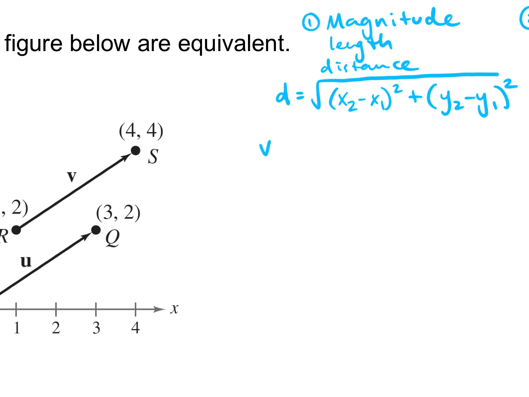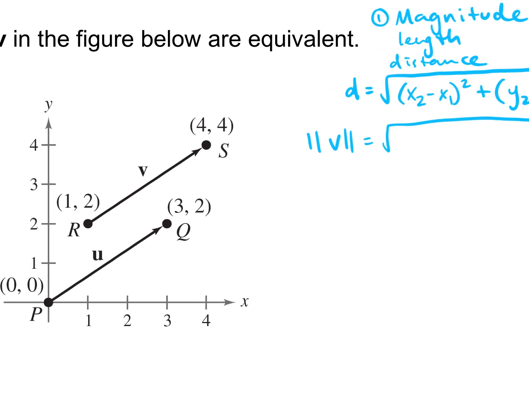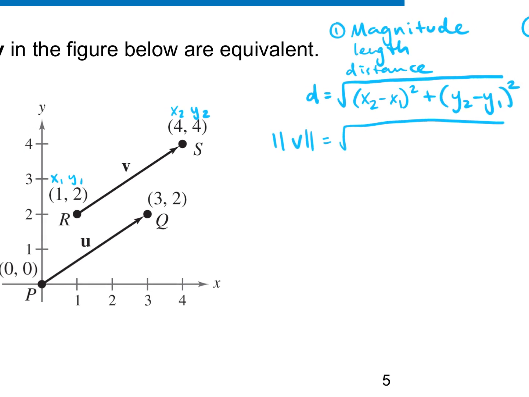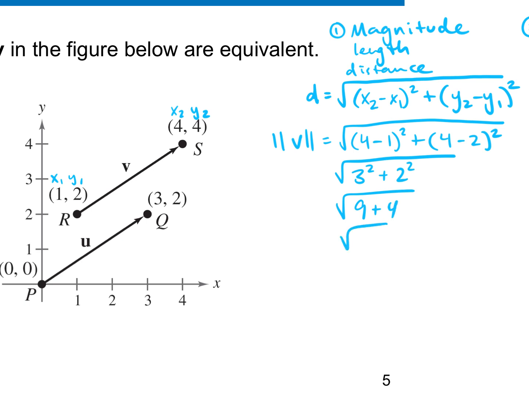Let's start with V, the one on top. Our magnitude, which we'll write with the little magnitude symbol here, would be the square root of, I'll call my initial point x1 and y1, and my terminal point x2 and y2. So x2 minus x1 would be 4 minus 1 squared, plus y2 minus y1 would be 4 minus 2 squared. So we have the square root of 3 squared plus 2 squared, so the square root of 9 plus 4, which would be the square root of 13. So the magnitude or length of vector V would be square root 13.